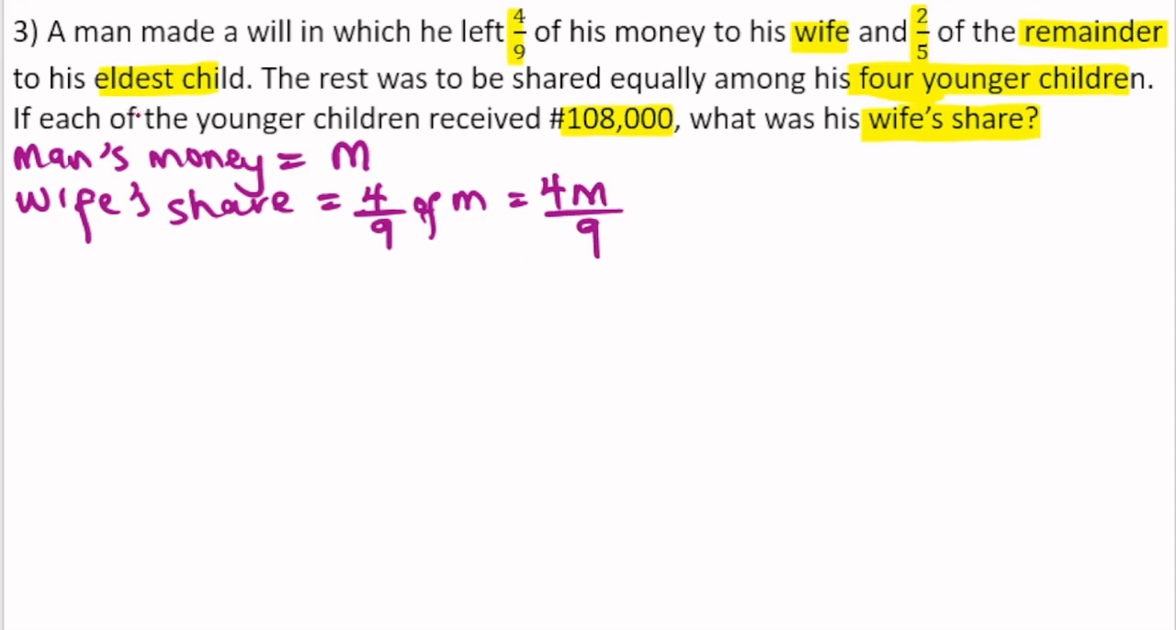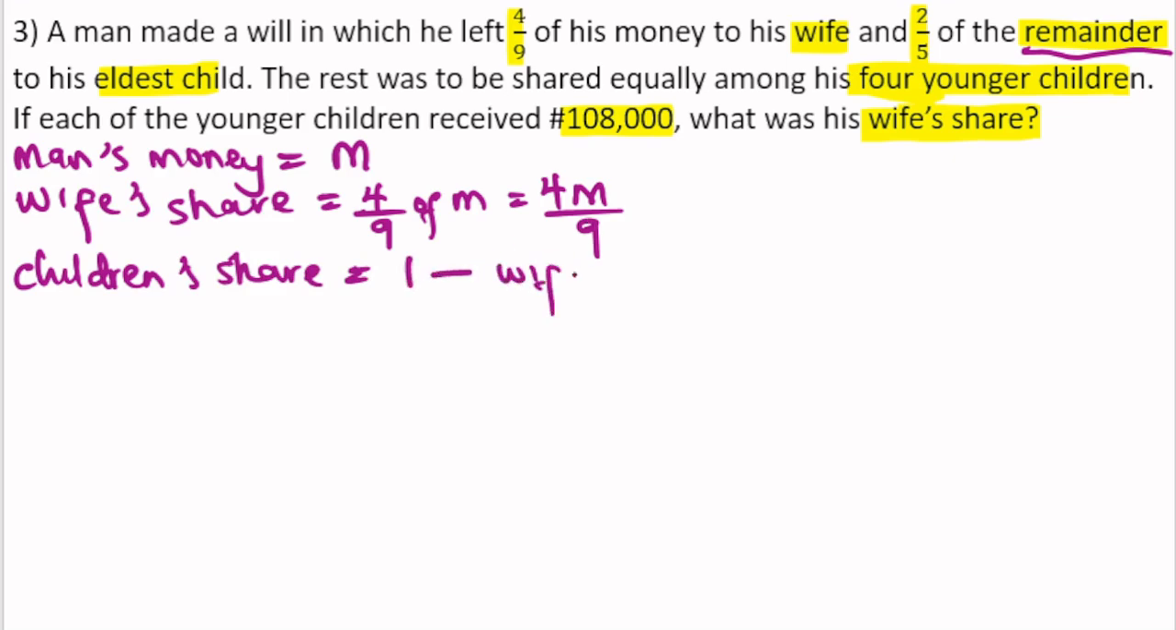So the next thing here is 2/5 of the remainder to the eldest child. Before we can get the eldest child's share, we have to take note of this word here, remainder. Of the remainder. That means after giving the wife her share, the remaining money, the eldest child has 2/5. Now, how do we get the remainder? In fractions, whenever we want to get the remaining parts of a whole, that whole represents 1. So 1 minus the fraction of the wife's share will give us the remaining fraction for the children. So the children's share is equal to 1 minus wife's share of the money.